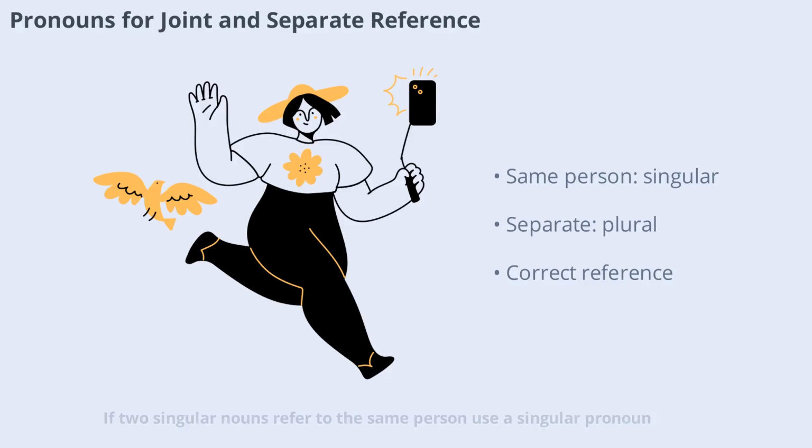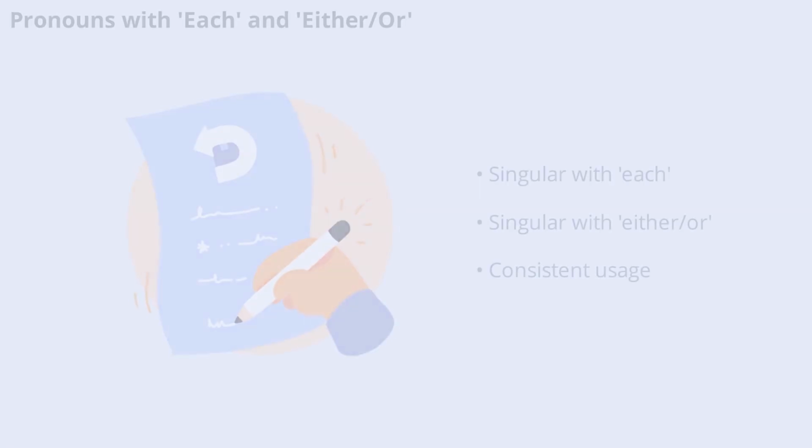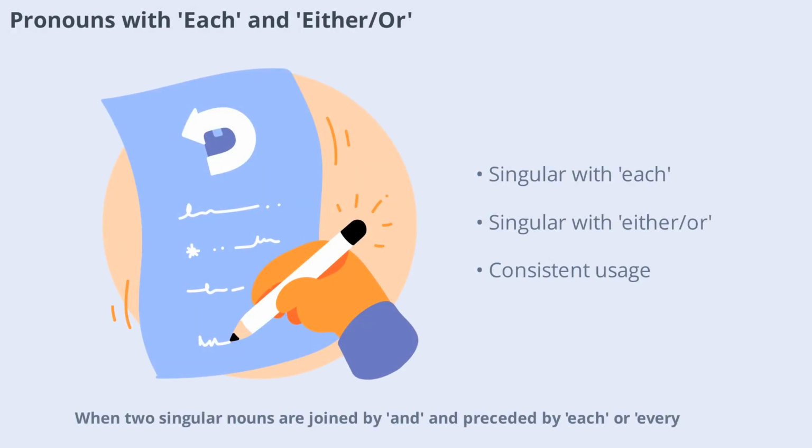If two singular nouns refer to the same person, use a singular pronoun. If they refer to separate persons, use a plural pronoun. For example, my mentor and brother has his unique approach, but the poet and the singer are ill and cannot come.